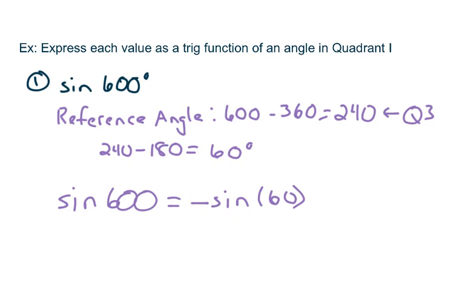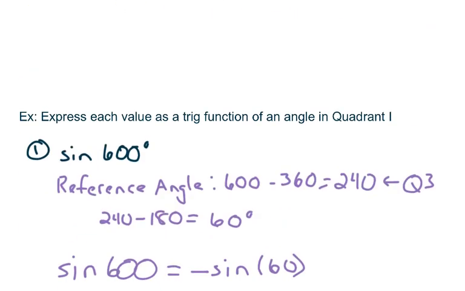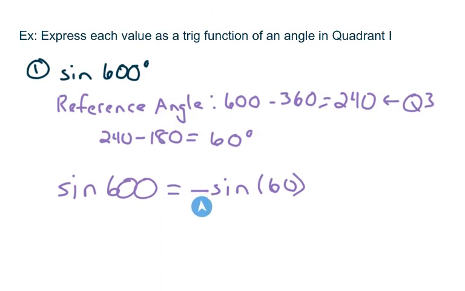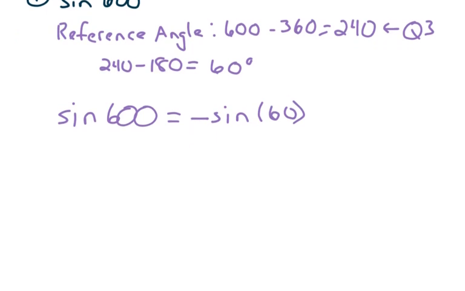That's how we use the plus, plus, minus, minus rule here: figure out what quadrant it is in, find the reference angle, and then use the plus, plus, minus, minus rule to figure out if this is going to be positive or negative. Let's try another one here.